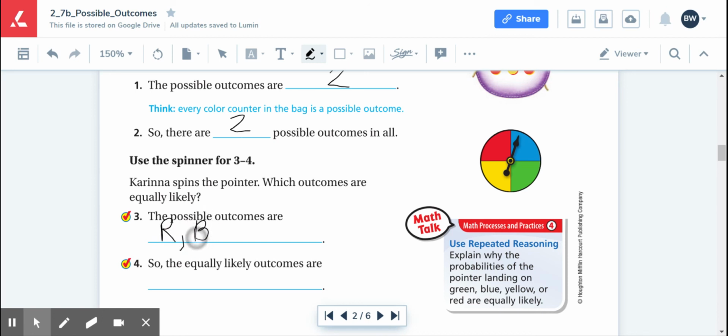So all the possible outcomes are going to be red, blue, green, and yellow. So the equally likely outcomes are the same. All 4 of them are equally likely because of how the spinner is broken up.